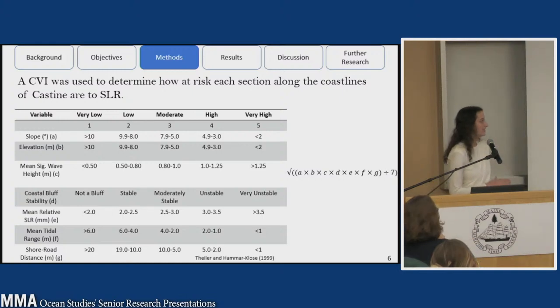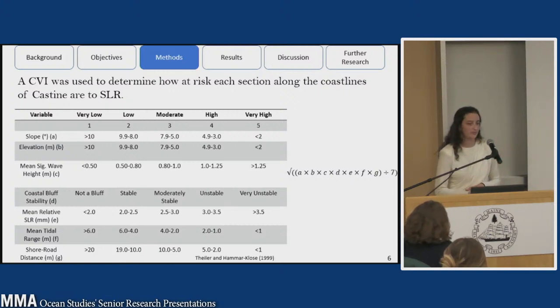After I had data for all of my variables, I used a coastal vulnerability index, which is seen here on the left, and then a coastal vulnerability equation, which is on the right. Basically what this CVI does is it makes sure that if there are variables that do not have numeric values with them, I could assign them one. So if I found that a section along Castine had a slope of 4 degrees, I would then assign it a risk value of 4 and then plug 4 into the equation for A.